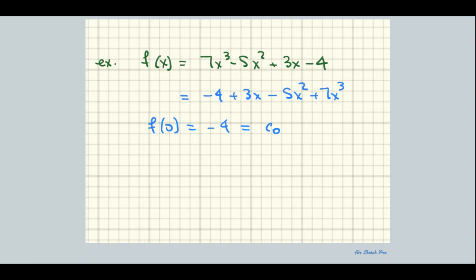Okay. But now we're going to do something really interesting. Let's take the derivative of f. What's the derivative f prime? Well, the negative 4 goes away, right? And so the derivative looks like what? 3 minus 10x plus 21x squared, doesn't it?